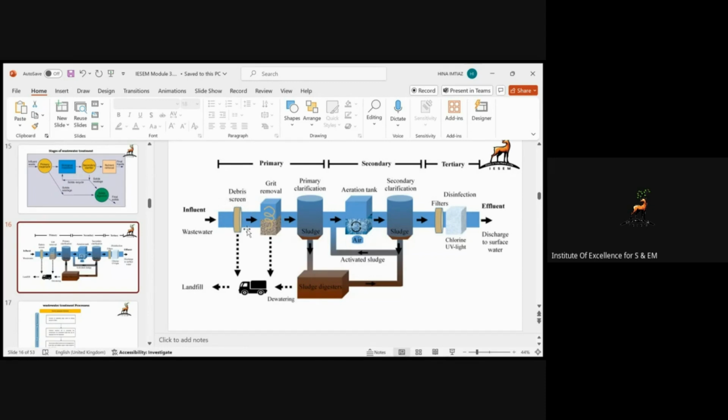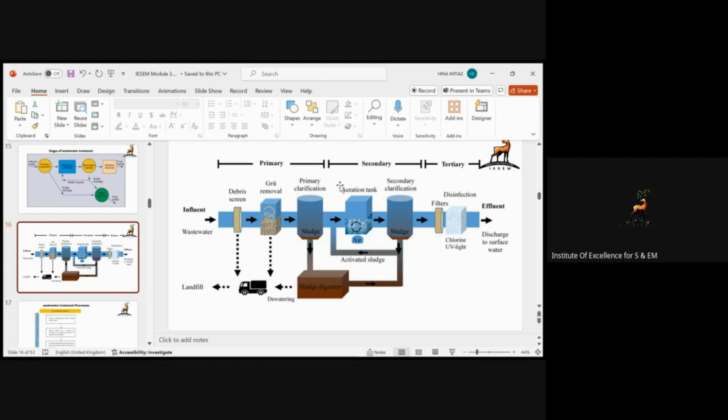The first is the debris cleaning, and the second step is the grit removal, and that is done in the preliminary stages. After the grit removal, the primary clarification is done in this tank, and the sludge digesters are used. The sludge is transported for further use, for instance for agricultural purposes, or you can bury that sludge in a landfill. That depends upon your objective, what you want to do with that sludge.